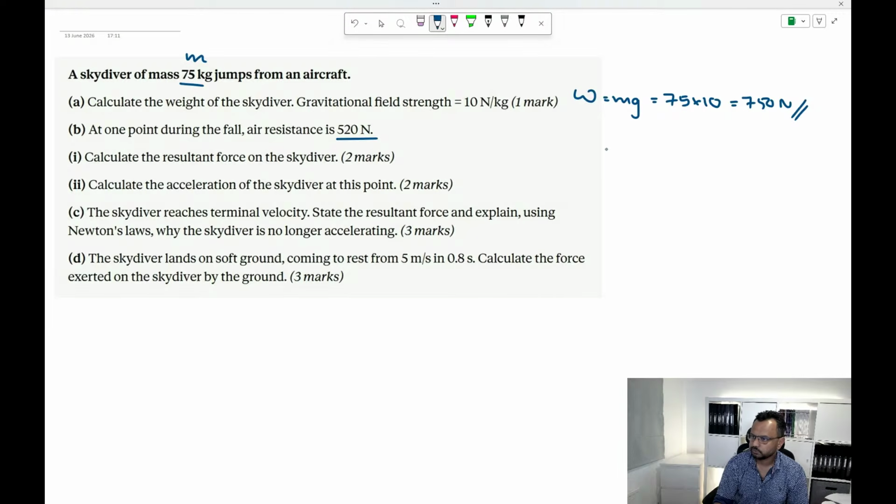Okay, so we have the skydiver, and the downward force is 750 newtons. The question says the upward air resistance, always opposite the motion, is 520 newtons. Calculate the resultant force on the skydiver. Resultant force is 750 take away 520, which is 230. Yes, Mukesh, thank you.